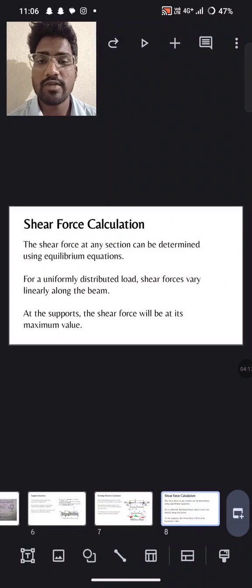Shear force calculations. The shear force at any section can be determined using equilibrium equations. For a uniformly distributed load, shear force varies linearly along the beam. At the supports, the shear force will be at its maximum value.